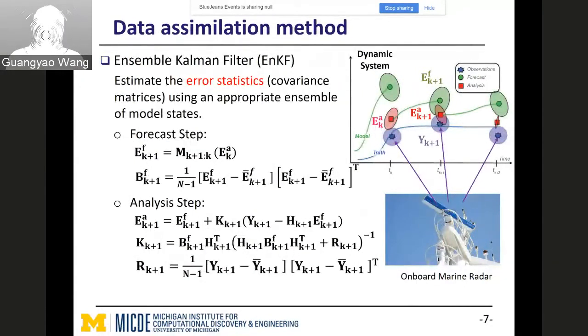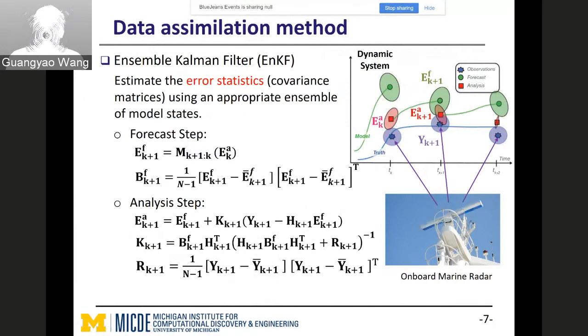The data assimilation method we used is the ensemble Kalman filter. The basic idea of the ensemble Kalman filter is to estimate the error statistics, or covariance matrix, using an ensemble of model states. There are two basic steps in the EnKF.